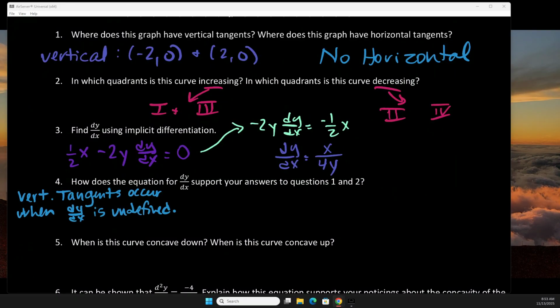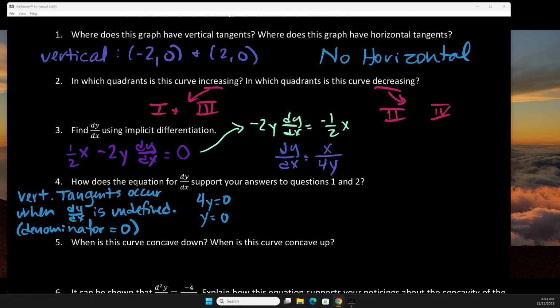So if we're looking at our dy over dx, what would make that undefined? 0 where? 0 in the denominator, when y is 0. So just in general, if we're trying to find where a derivative is undefined, we want to know when the denominator equals 0. So we'll take our denominator and set it equal to 0, which makes it kind of obvious that y is going to be 0.